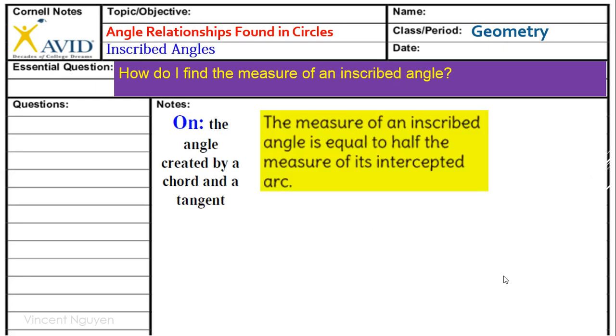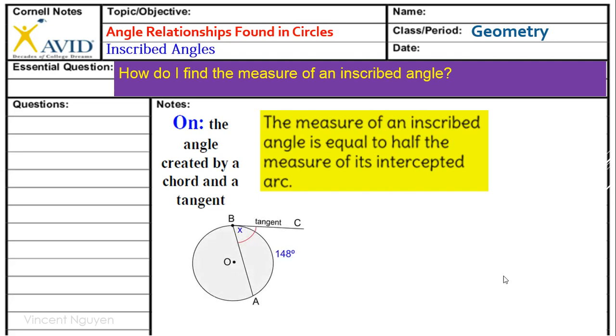The next type of angle we're talking about is inscribed angles. An inscribed angle has a vertex on the circle. And the theorem says the measure of an inscribed angle is equal to half of the arc.